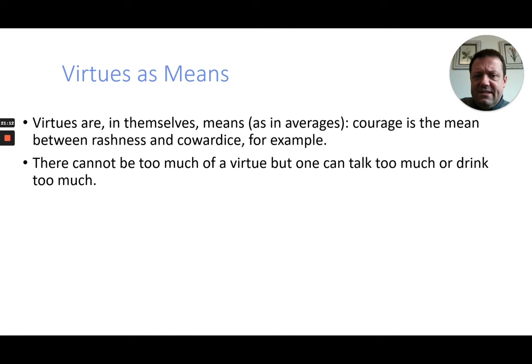You can't have too much of a virtue, and you can't have too little of a virtue, because otherwise those things aren't virtues. So to be a virtue, it has to be the right amount of whatever it is. Compassion is only a virtue if it is deployed or applied in the right amount. It's not a virtue if that's not the case.